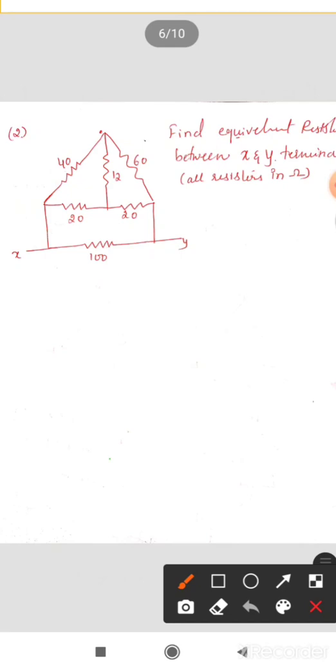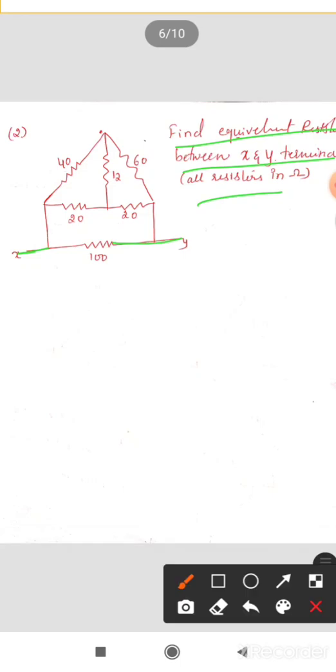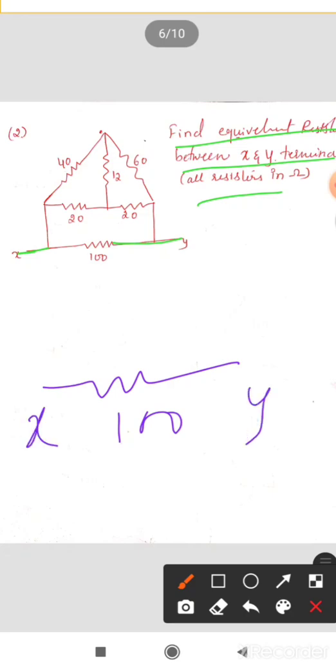Same kind of numerical. Here they have asked us to find the equivalent resistance between the X and Y terminals. Remember, all resistors are in ohms. Let's roughly do it once and then we can do it systematically. Between X and Y there is a 100 ohm resistance. Let it be as it is.